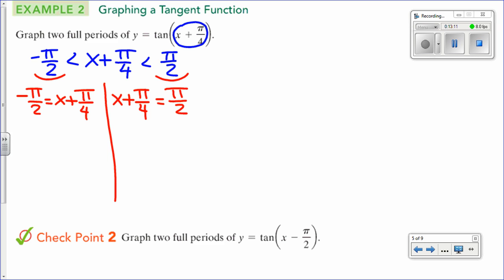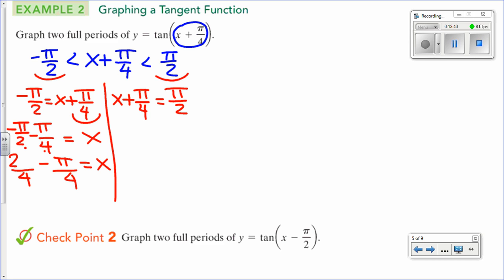All right, so remember, we are solving for x. So I'm going to take this pi over 4 to the other side, so it's going to be subtracting. So now for x, we need to change to the same denominator, so that would be fourths. So negative pi over 2, if we change that to fourths, how many fourths do we have? 2. And they're negative. So negative 2 pi over 4. So negative 2 pi over 4 minus pi over 4 will be negative 3 pi over 4. So that will equal x. So that's where one of our asymptotes will be.